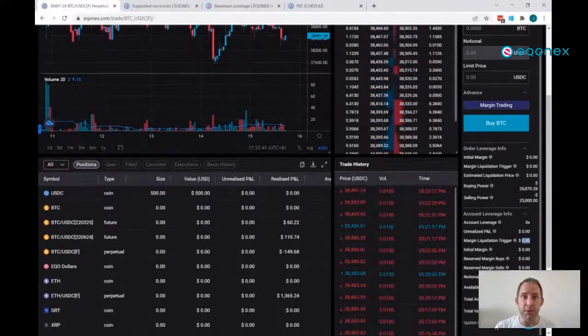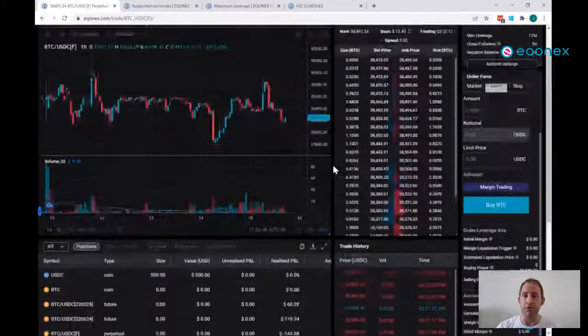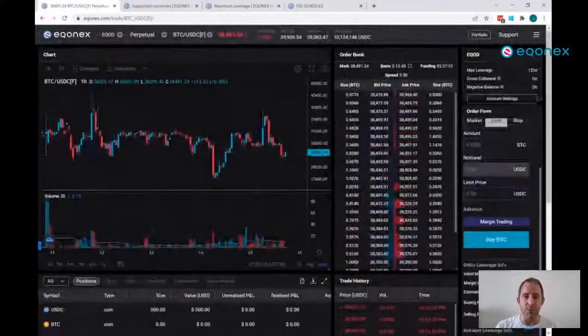So if you do trade with leverage, you have to be really careful to manage your liquidation risk, because otherwise everything could get closed out in a hurry. On the other hand, though, it's a great way to take a large position with a relatively small account size.